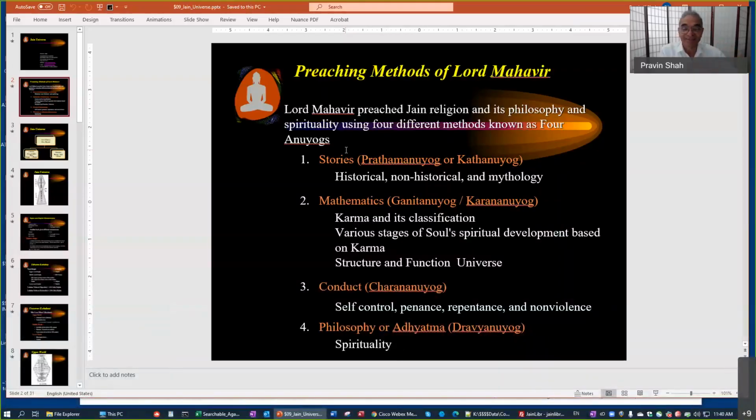Already discussed it before. All these four Anuyogs. This is the method Mahavir used. So if you are reading stories, things in Jain literature, mathematics, which is all Jain geography, which we are talking about here, and then the conduct, Charana Yoga, and the philosophy, which we have covered. So keep these four Anuyog methods in mind. Okay.